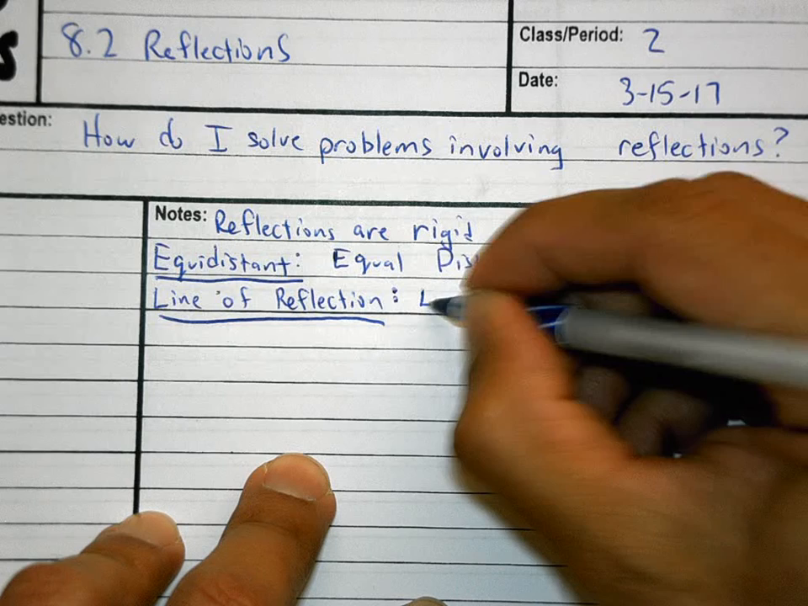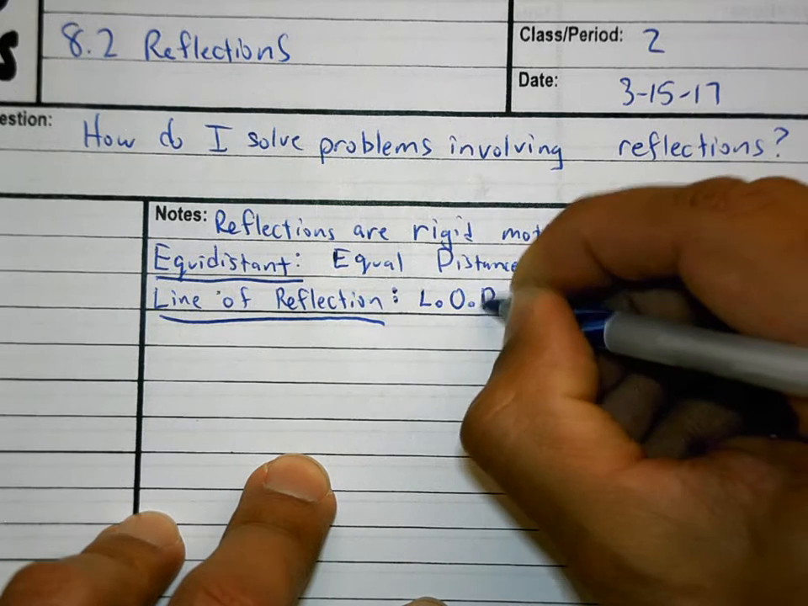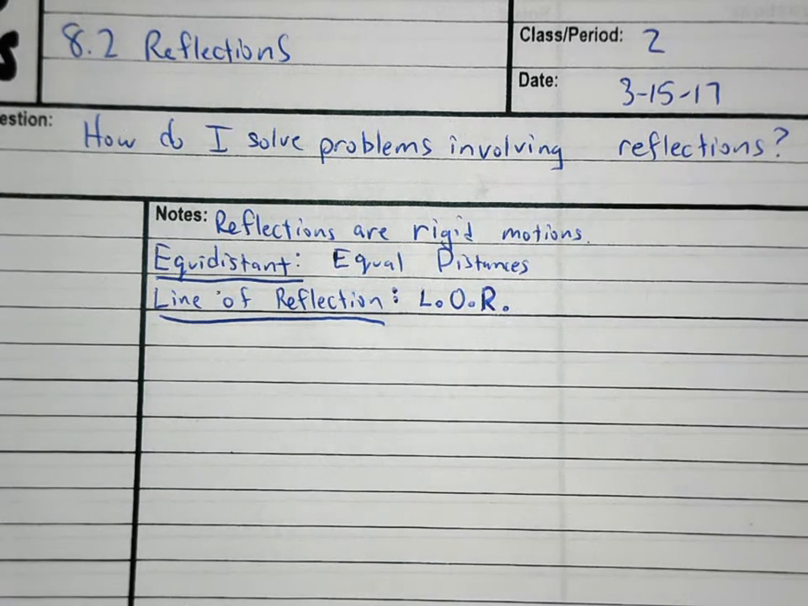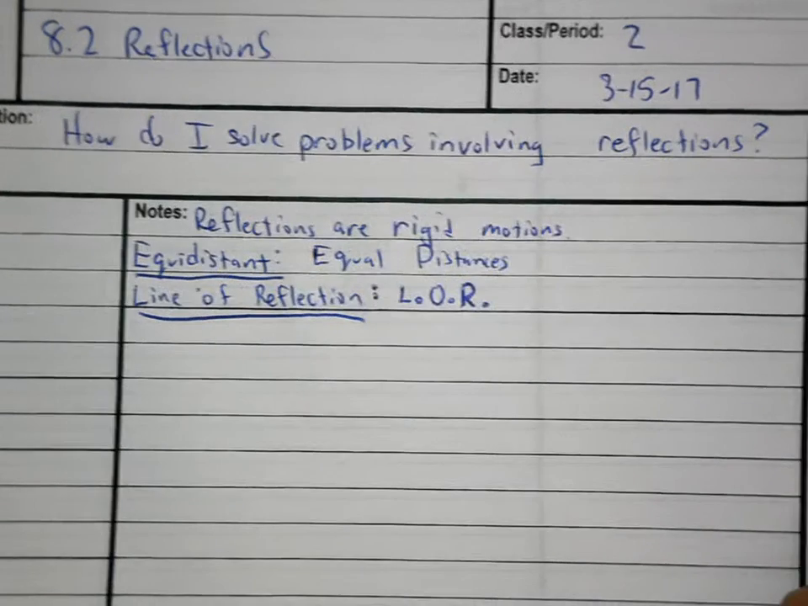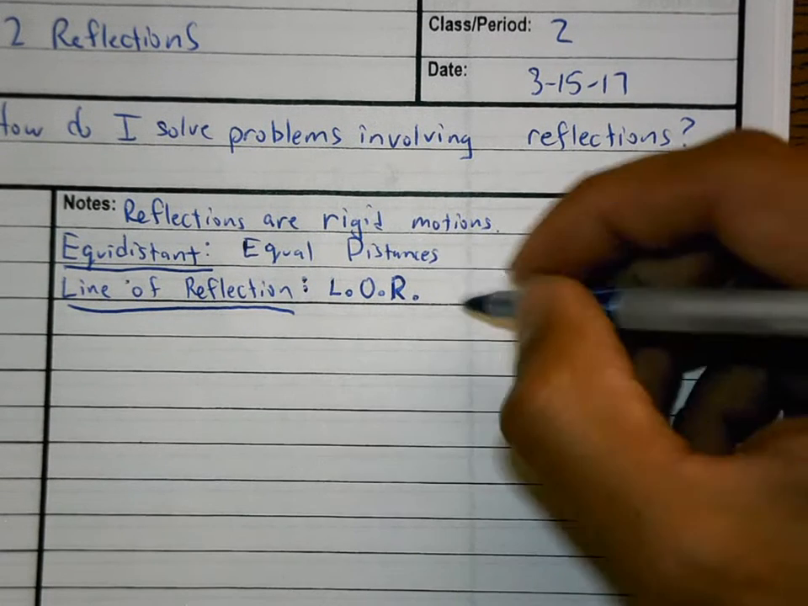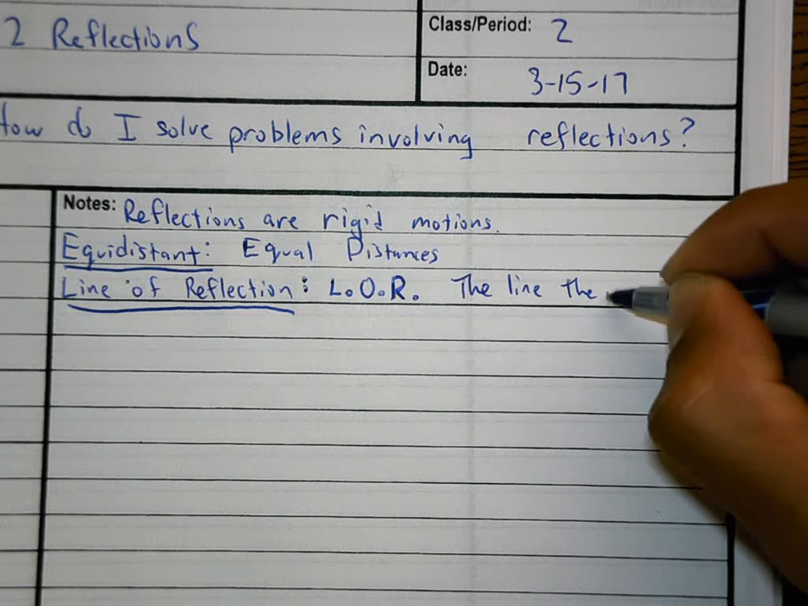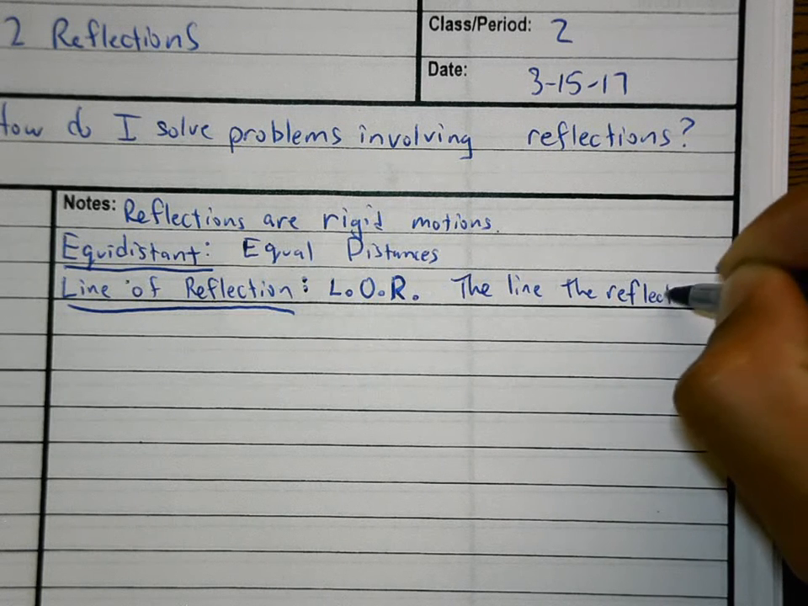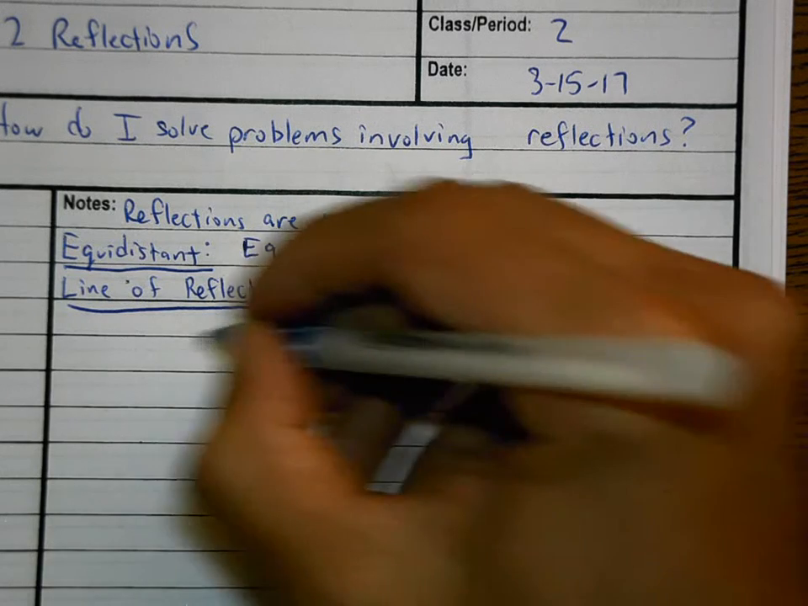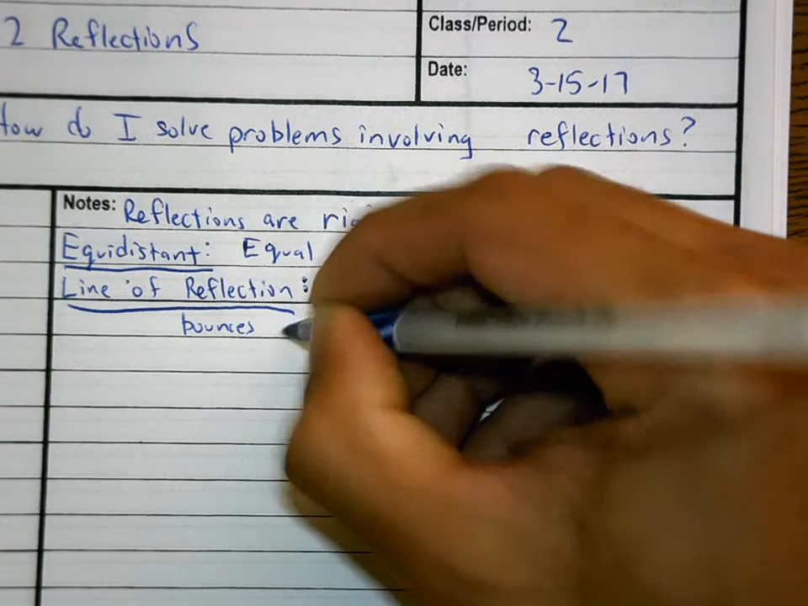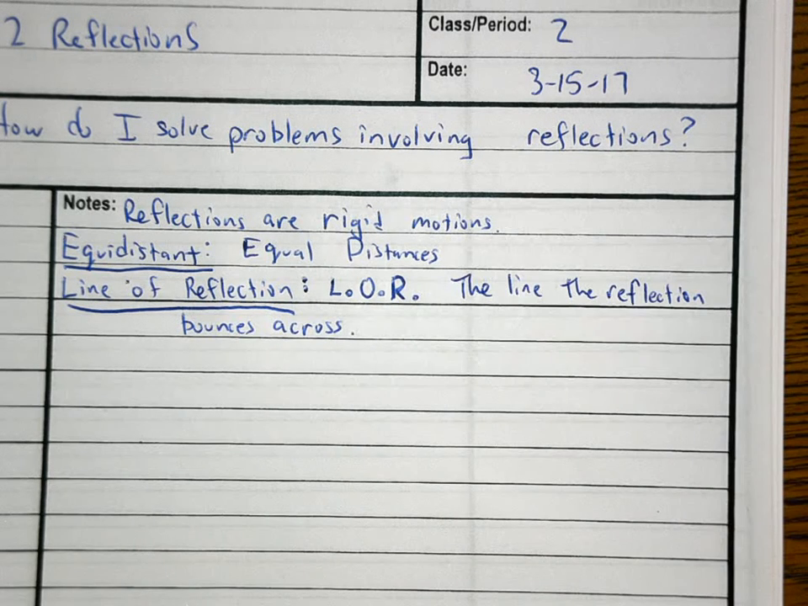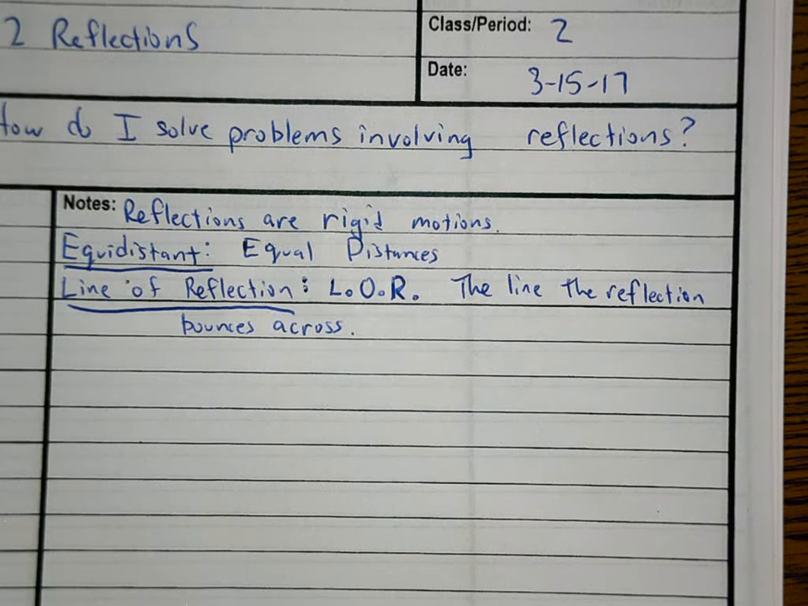We're also going to use the word line of reflection. In short, it's abbreviated to the LOR, the line of reflection. The LOR is the line the reflection bounces across. The line of reflection is the line the reflection bounces across.